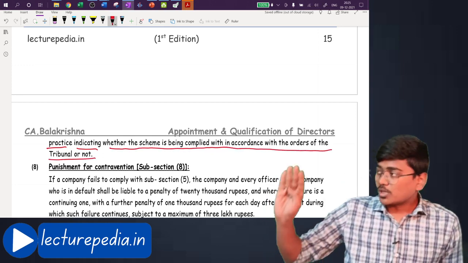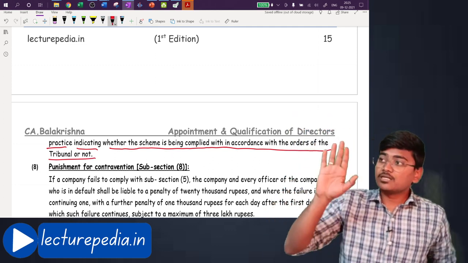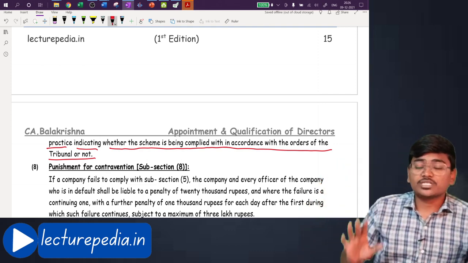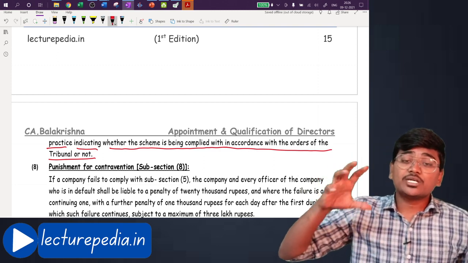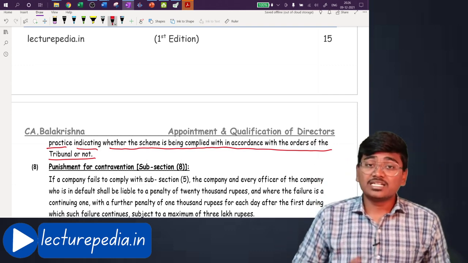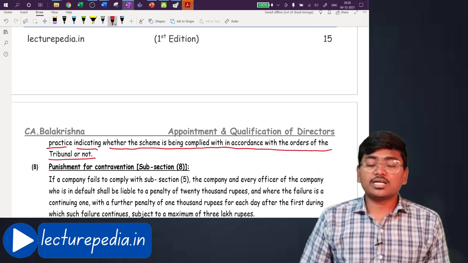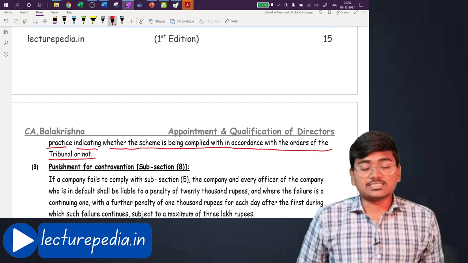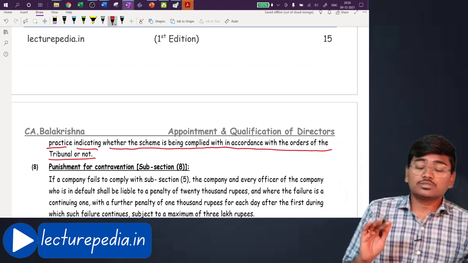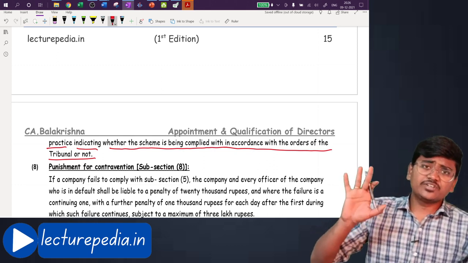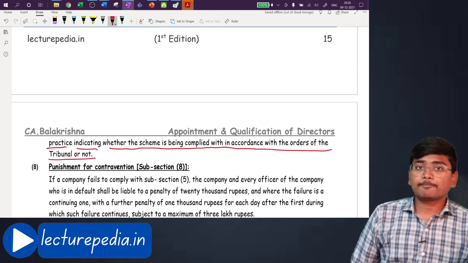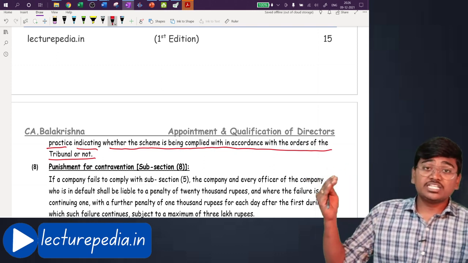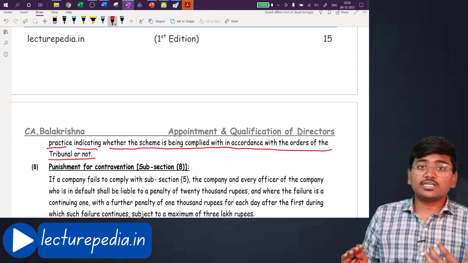See, once the tribunal has passed the final order, then this order has to be implemented. That is, the amalgamation or merger has to be implemented. And for your kind information, the practical implementation of this amalgamation or merger will take not less than 1 year. In some cases, it will take 2 to 3 years to implement the amalgamation. Now, since it is taking some 2 to 3 years, what the section says is that at the end of every financial year, the company has to submit a certificate from the chartered accountant or cost accountant in practice, saying that the scheme is being implemented as per the order of the tribunal. There is no deviation from the order of the tribunal. The scheme is being implemented as per the order.